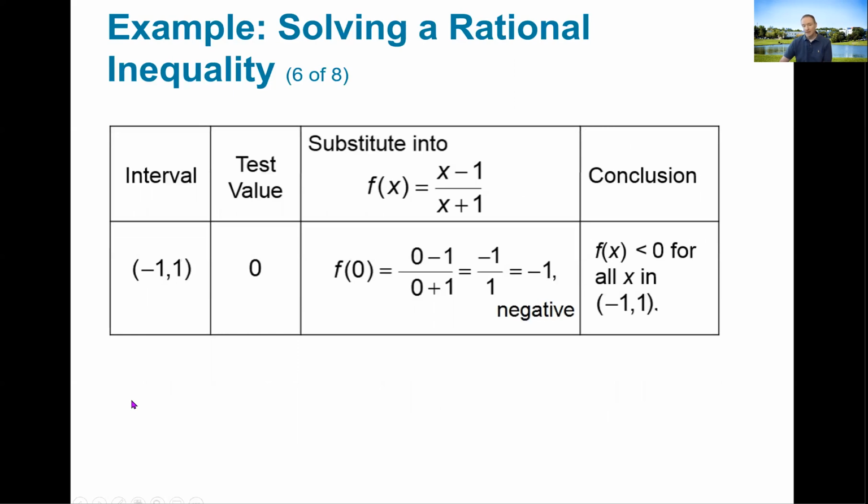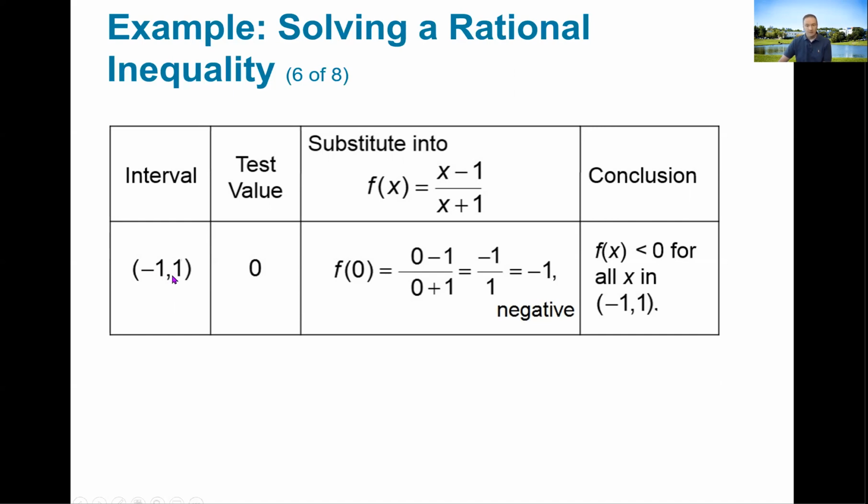Now, I look at my next region between -1 and 1. I choose a 0 to represent it. It's certainly within those values, so it's a good representative value. When I plug the 0 in, it's really easy to evaluate. I just get a -1 over 1. So f of x is -1 when x is 0. So that means f of x is always negative for any x value in between -1 and 1.